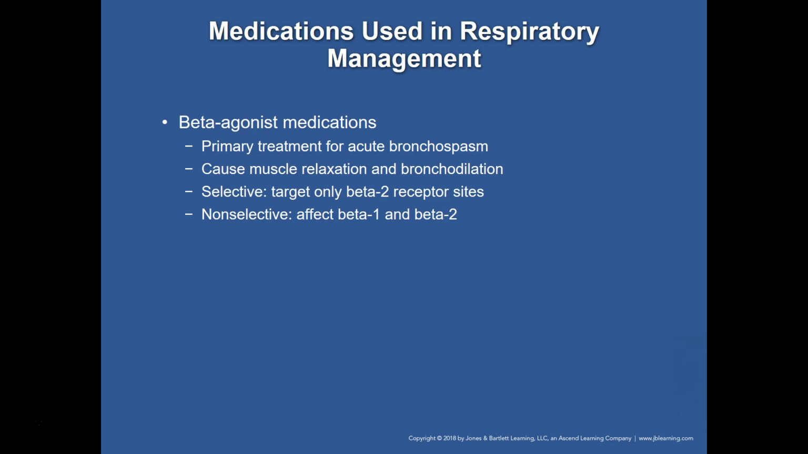Beta agonist medications are the primary treatment for acute bronchospasms. So those patients that have respiratory or breathing issues, we're going to use a beta agonist. So we're going to use a beta 2 stimulator. These cause muscle relaxation and bronchodilation. They target only beta 2 receptors. Those are the selective ones. The non-selective ones are going to hit beta 1 and beta 2. Atropine, actually, they used to nebulize atropine, and it was pretty non-selective. The selective ones now that we're using work really well, and they have little effect on the heart.